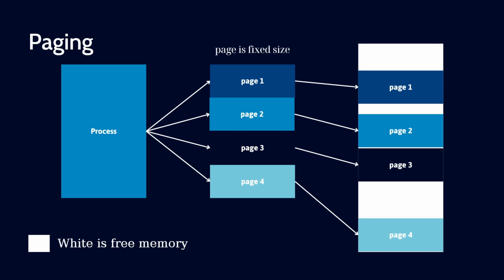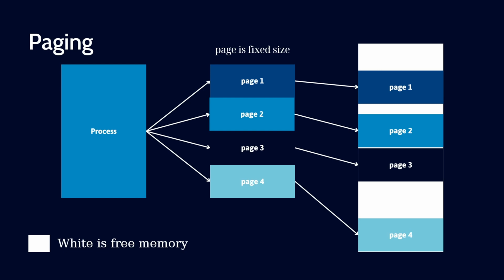Key concepts of paging. Pages and frames. Page: a fixed-size block of logical memory. Frame: a fixed-size block of physical memory, RAM, that corresponds to a page. Page table. Definition: a data structure used by the operating system to keep track of the mapping between logical addresses, pages, and physical addresses, frames. Function: converts logical addresses generated by a program into physical addresses where the data is stored in RAM.